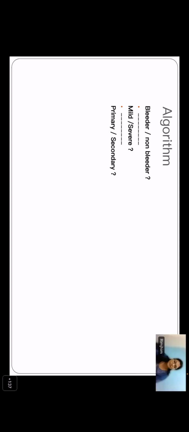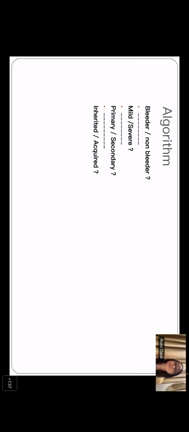Primary hemostatic defect or secondary hemostatic defect? Secondary. Why secondary? Since it's a deep bleed. Yes, very good, because he has a history of deep bleeds, bleeding into the muscles and joints. So it's a secondary hemostatic defect. Inherited or acquired?